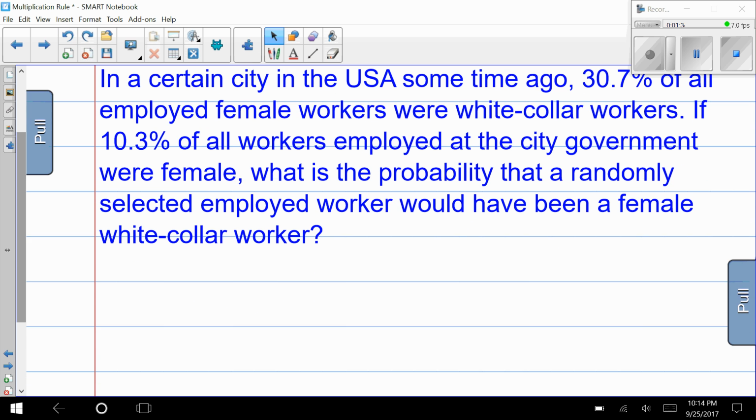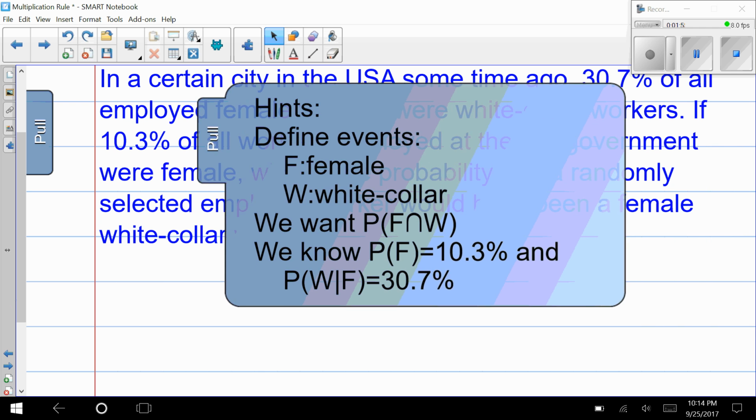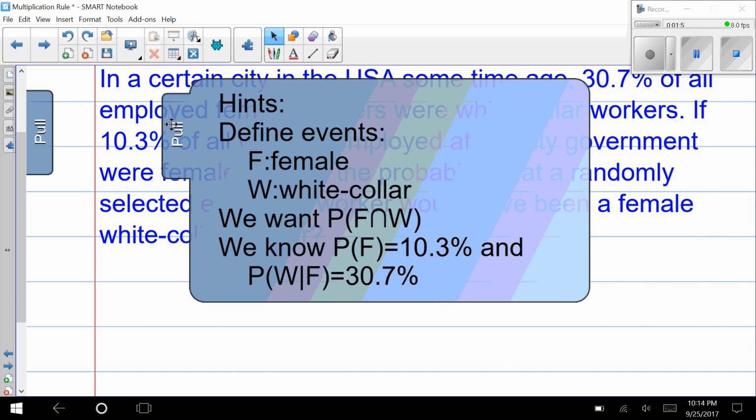The first thing we have to do is set up our important information. 30.7% of employed female workers were white-collar workers. That's our given statement. Given that they are female, 30.7% were white-collar workers. 10.3% were female. What's the probability of both? So F is going to be female, W is white-collar. We want to know the probability of F and W. And we know that the probability of F is 10.3%, and the probability of white-collar given female is 30.7%.